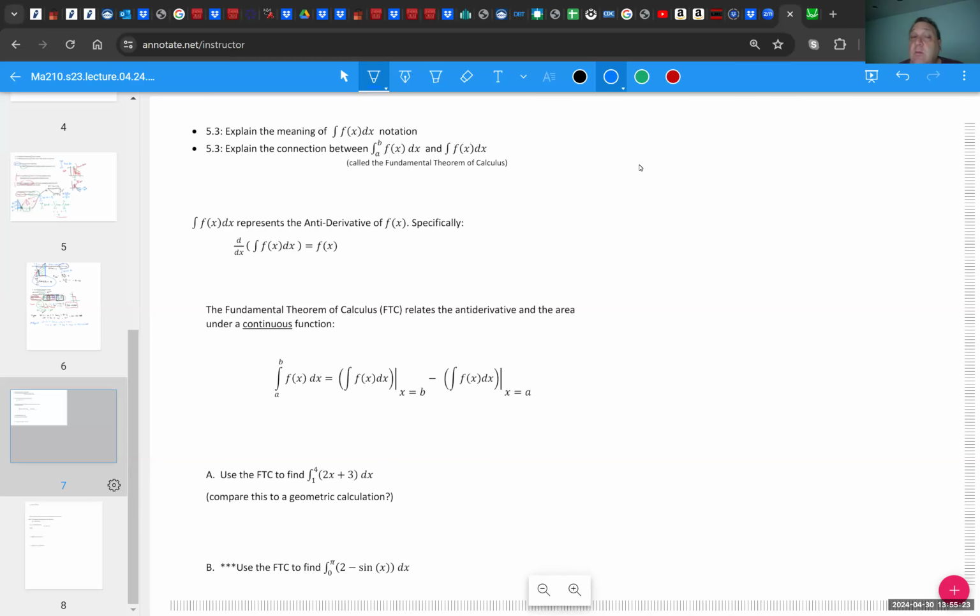Hello there, and welcome. This video is on section 5.3, where we're going to be explaining the meaning of this integral notation, and we're going to be explaining some connections between that and the notation we learned in the last video. So this is a classic example where mathematicians are just confusing, and unnecessarily so.